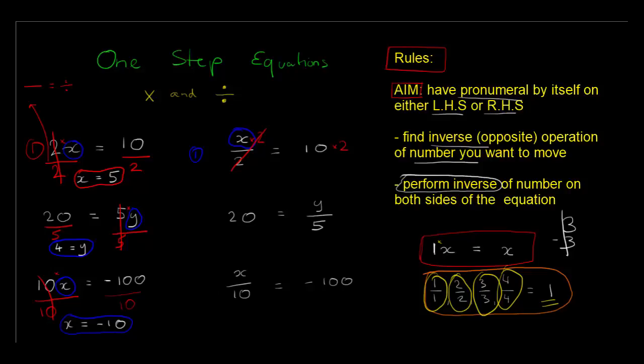So we're left with just x on the left-hand side. And what's 10 times 2? Well, that's 20. So that would be our answer for that question. So the answer would be x equals 20.